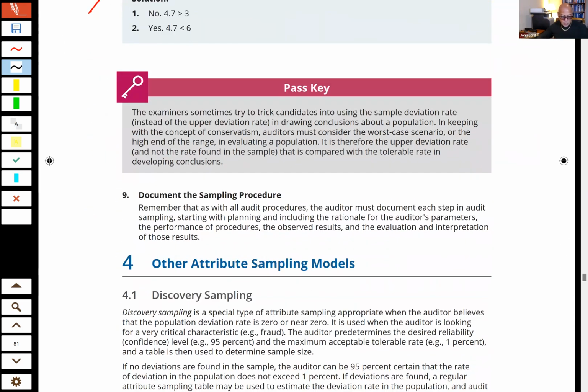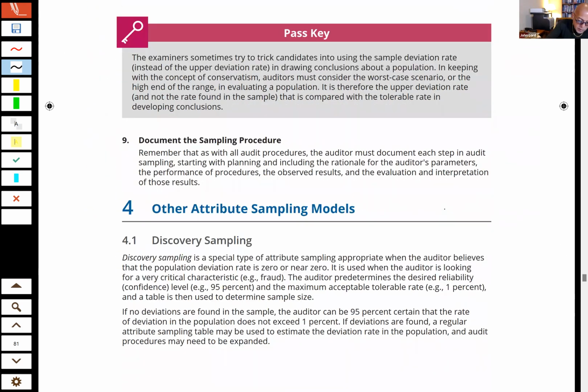Okay, good. Now, of course, we always have to document our procedures. Okay. All right. Any question there on any of that?